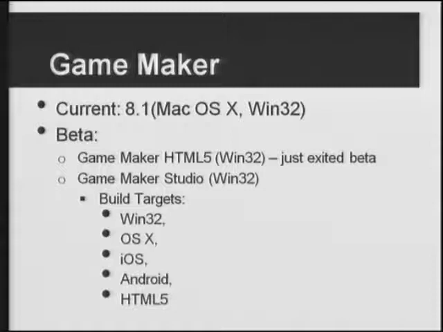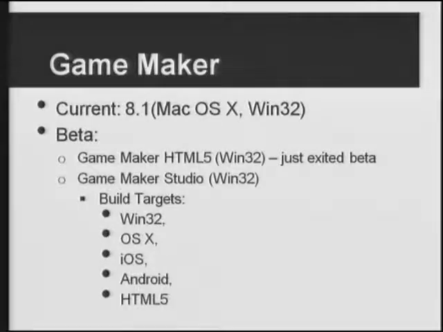All right. Game Maker is currently going through a major rewrite right now. The most recent release was 8.1 up until about a week ago, when Game Maker HTML5 came out of beta. They are rewriting the underlying framework, which was originally written in Delphi, and that code base is kind of old. In order to better run on mobile platforms and so forth, they're rewriting it in C++.